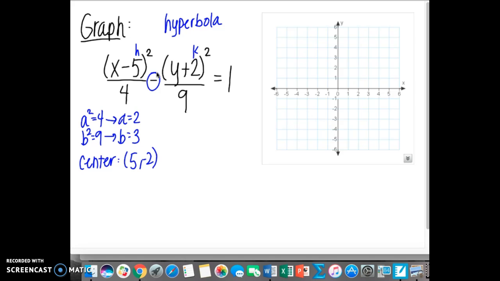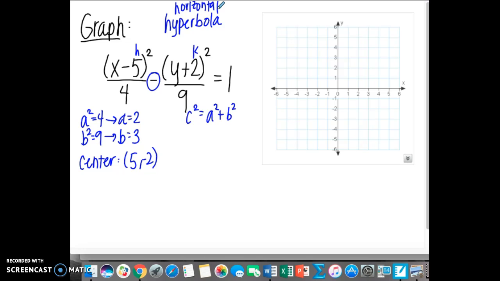Since our x term comes first, we know that we're going to have a horizontal hyperbola. So the one last thing we're missing is the c value. We can find c by using the equation c squared equals a squared plus b squared.